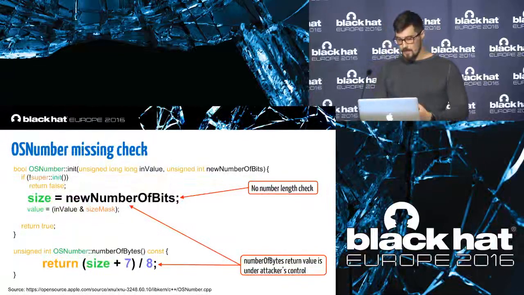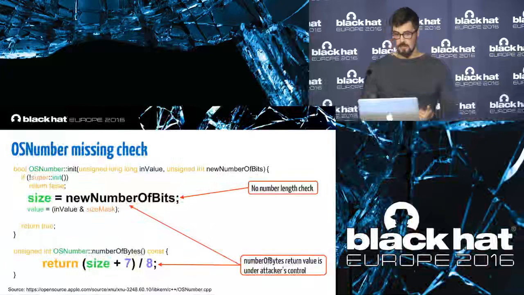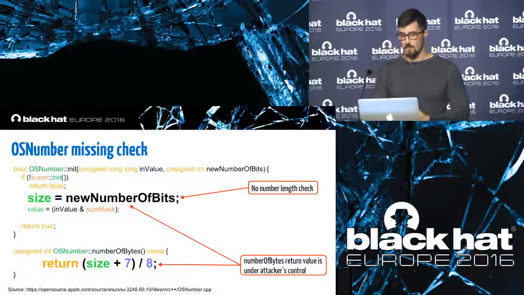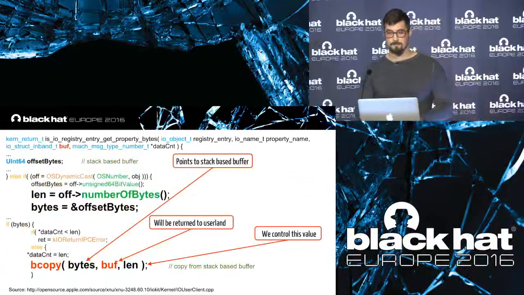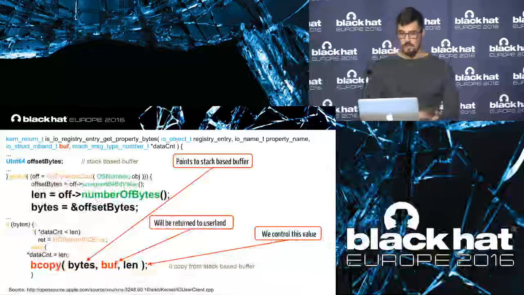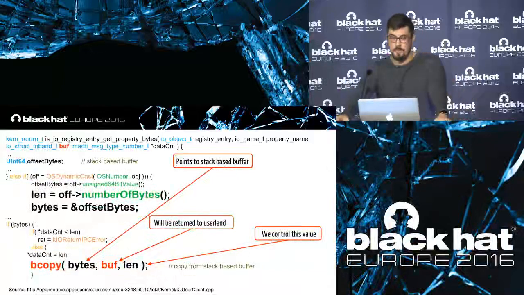The problem is that the size variable will be overwritten, and this size variable will be used in other methods of the same object. In this case, for example, numberOfBytes, which means the return value of numberOfBytes is fully controlled by the attacker, because we control the size. How can it be used? Let's check who is calling numberOfBytes. Unfortunately, it's IORegistryEntry getProperty bytes.